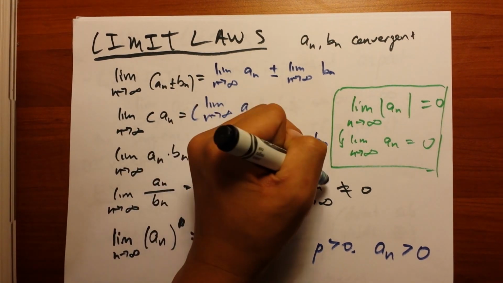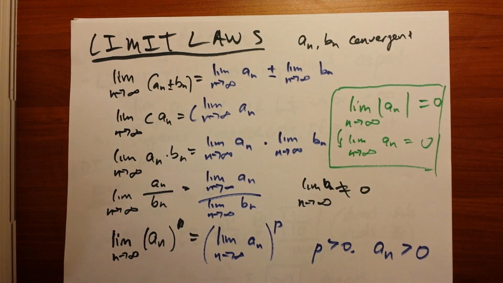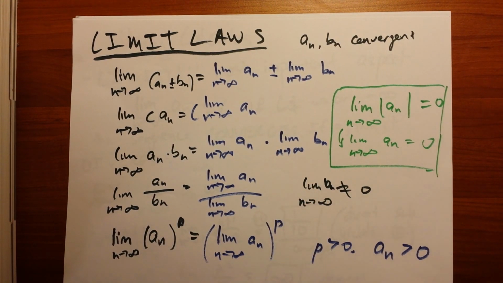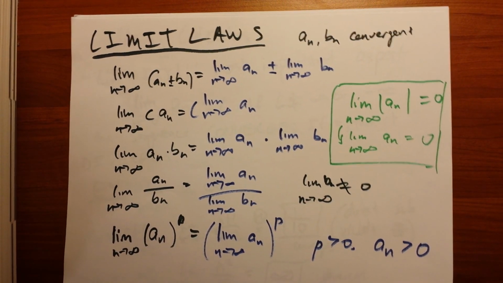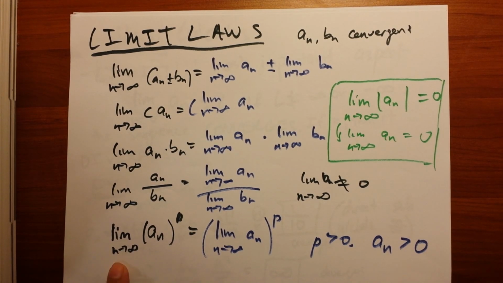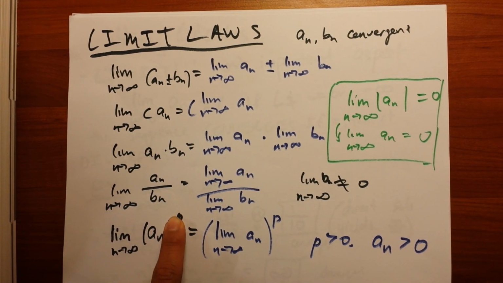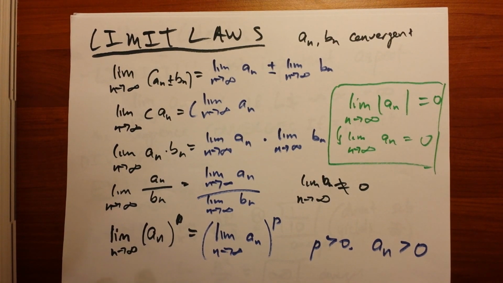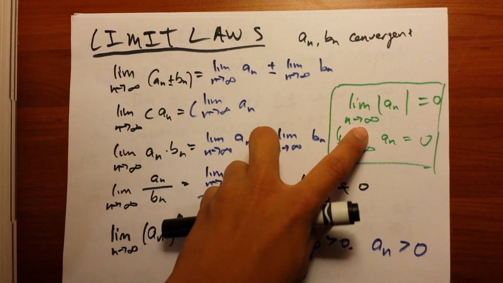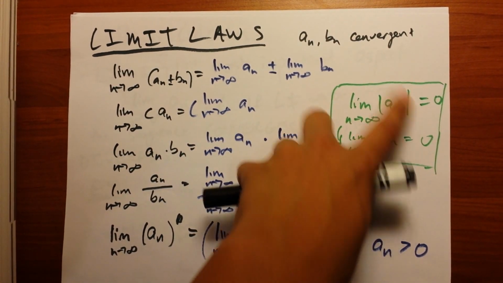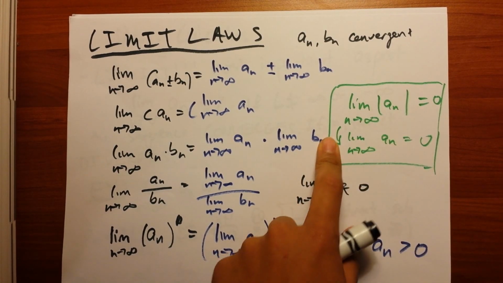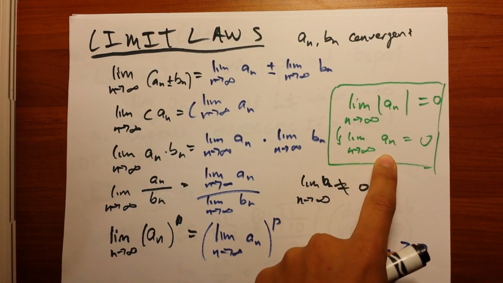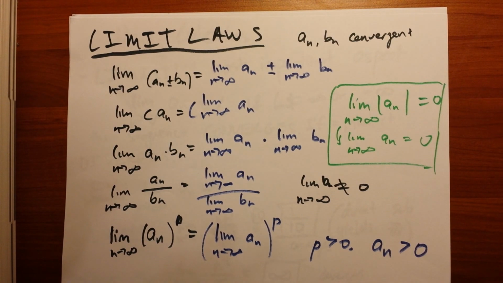Let me write that b_n. And we have to make sure it can't be 0, or else we would be dividing by 0. And finally, a very useful one is the limit as n approaches infinity of a_n to the power of p. We can take the limit and then raise that to the power of p, as long as p is greater than 0 and a_n is greater than 0. And then the one most commonly used: if the limit as n approaches infinity of the absolute value of a_n equals 0, then the limit of the actual sequence a_n equals 0.